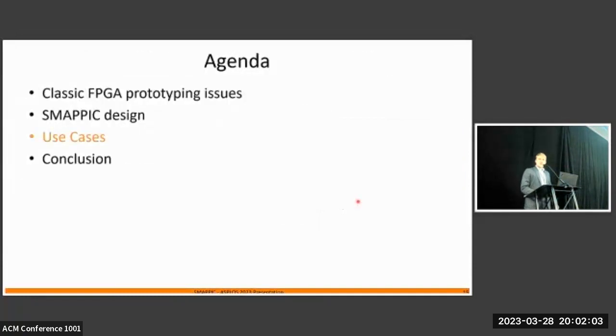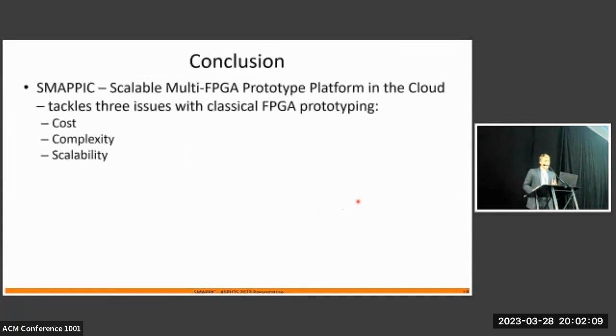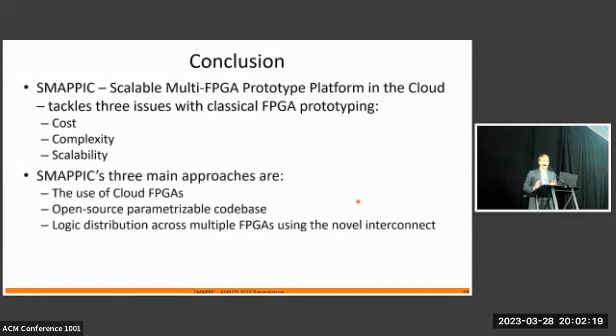And this brings me to the end of my presentation. Let's quickly go through the key points of my talk. SMAPPIC, Scalable Multi-FPGA prototype platform in the cloud, tackles 3 issues with classical FPGA prototyping: cost, complexity, and scalability. SMAPPIC's 3 main approaches are the use of cloud FPGAs, an open source parameterizable code base, and logic distribution across multiple FPGAs using a novel interconnect.